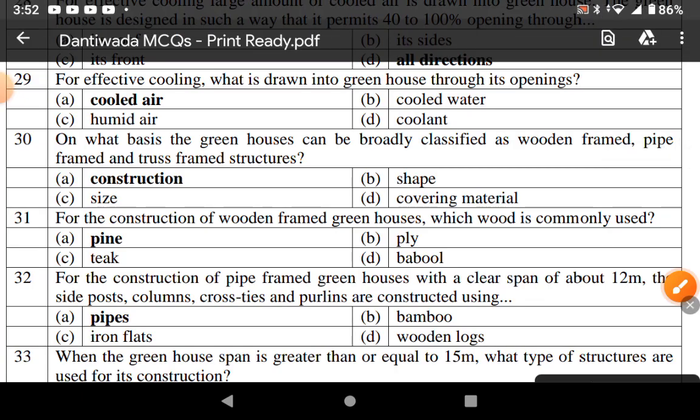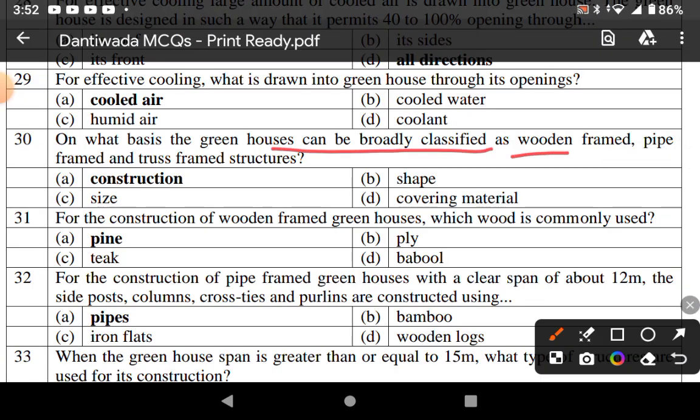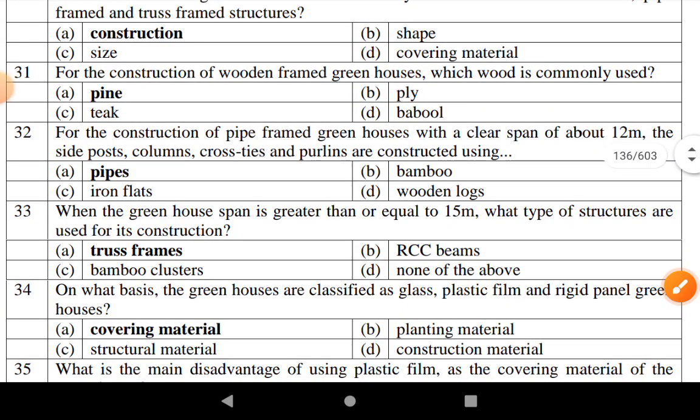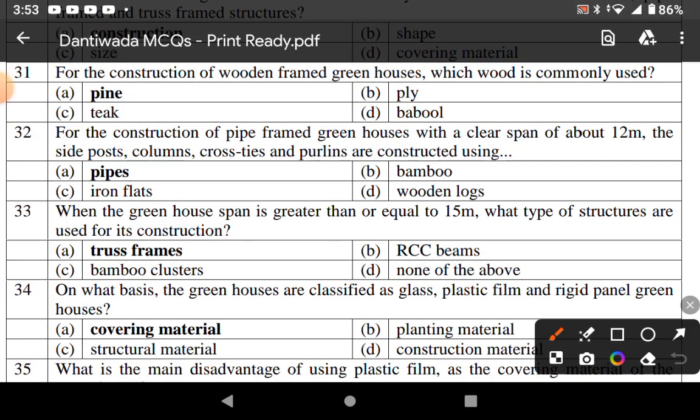On what basis the greenhouse can be broadly classified as wooden frame, pipe frame and truss frame? Greenhouse structure, it is on the basis of construction. What is the construction of wooden frame? A greenhouse in which wood is commonly used is pine. For the construction of pipe frame greenhouse with a clear span about 12 meter, the side post, column, cross ties and purlin are constructed using pipes.